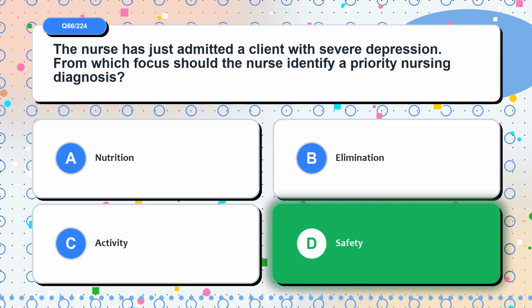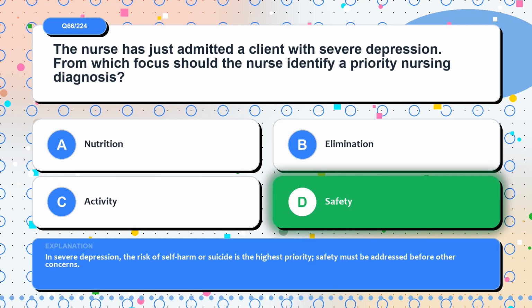The correct answer is option D. Safety. In severe depression, the risk of self-harm or suicide is the highest priority. Safety must be addressed before other concerns.